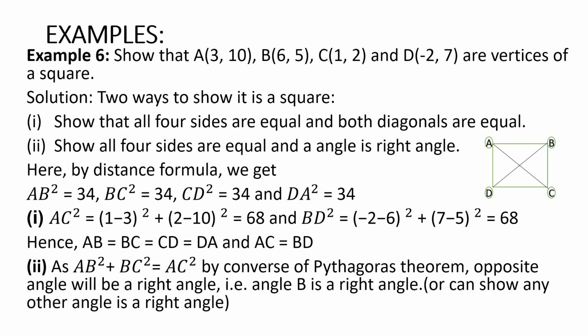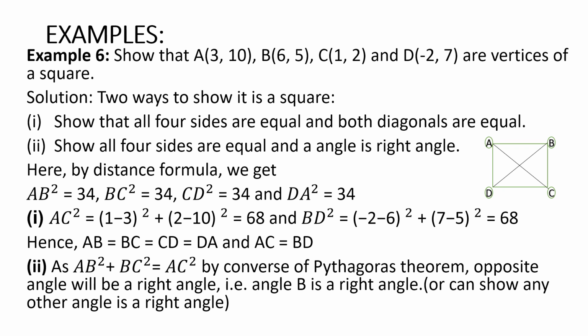Example 6. Show that A(3,1), B(6,5), C(1,2) and D(-2,7) are the vertices of a square. Now you have studied regarding quadrilaterals. To show it is a square, you can show it in two ways. First way is show that all four sides are equal and both diagonals are equal. Second way is show that all the four sides are equal and one of the angles is a right angle. So if one is a right angle and four sides are equal, it will be a square. All angles will be right angle.